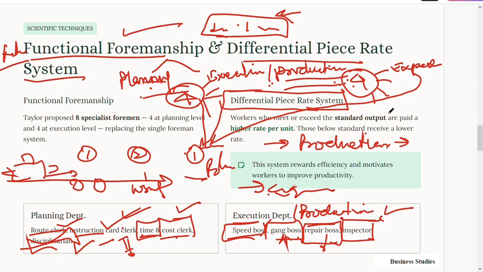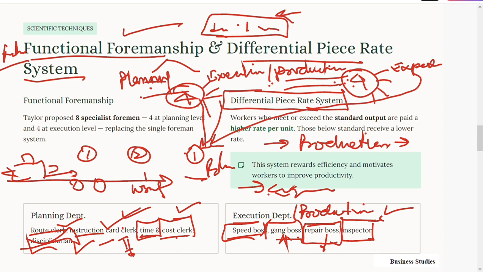so I'm giving the definition. The differential piece wage system says the employees should be paid according to their production. If they are producing according to the standard output, they should be given standard salary. If they are going above that, they should be given a bonus. If they are producing less than the standard output, they should be given punishment in terms of financial payouts. This is called differential piece wage system.